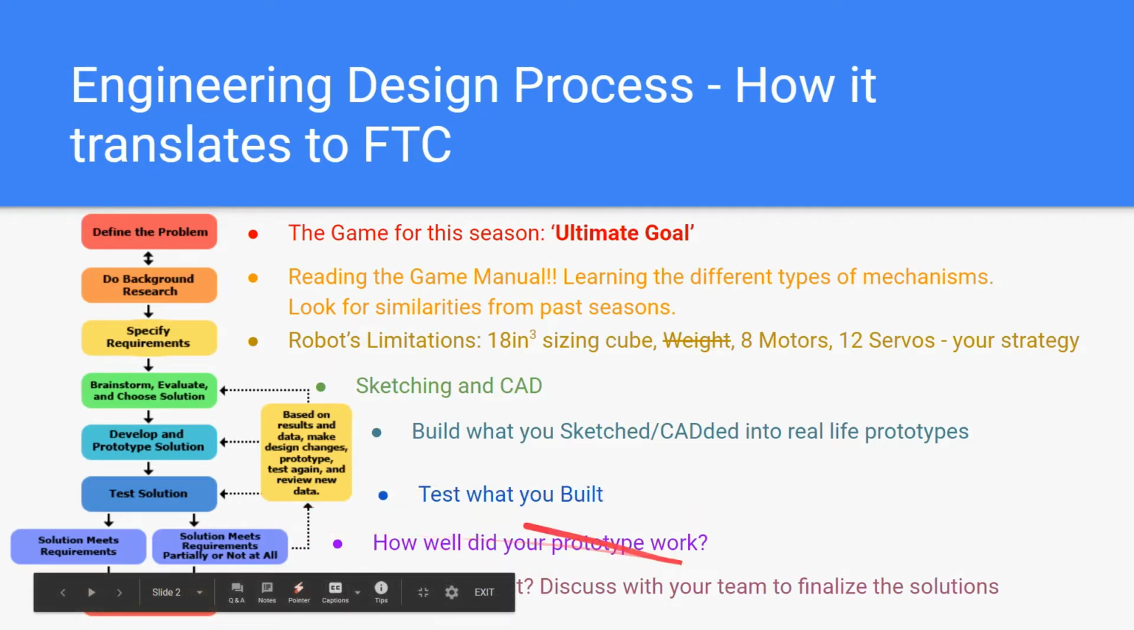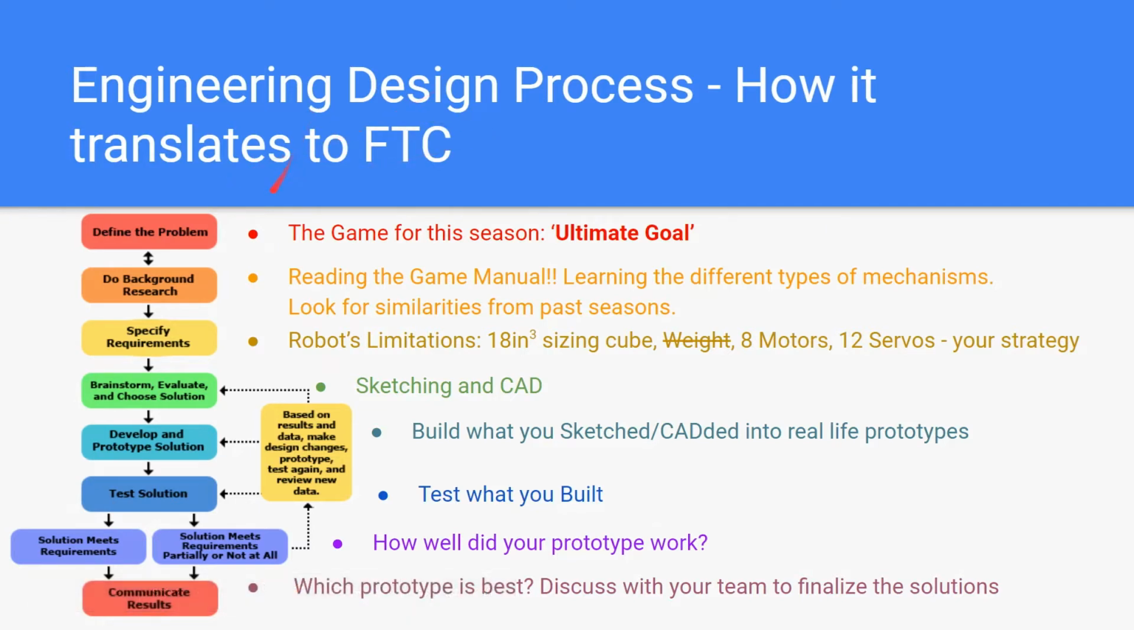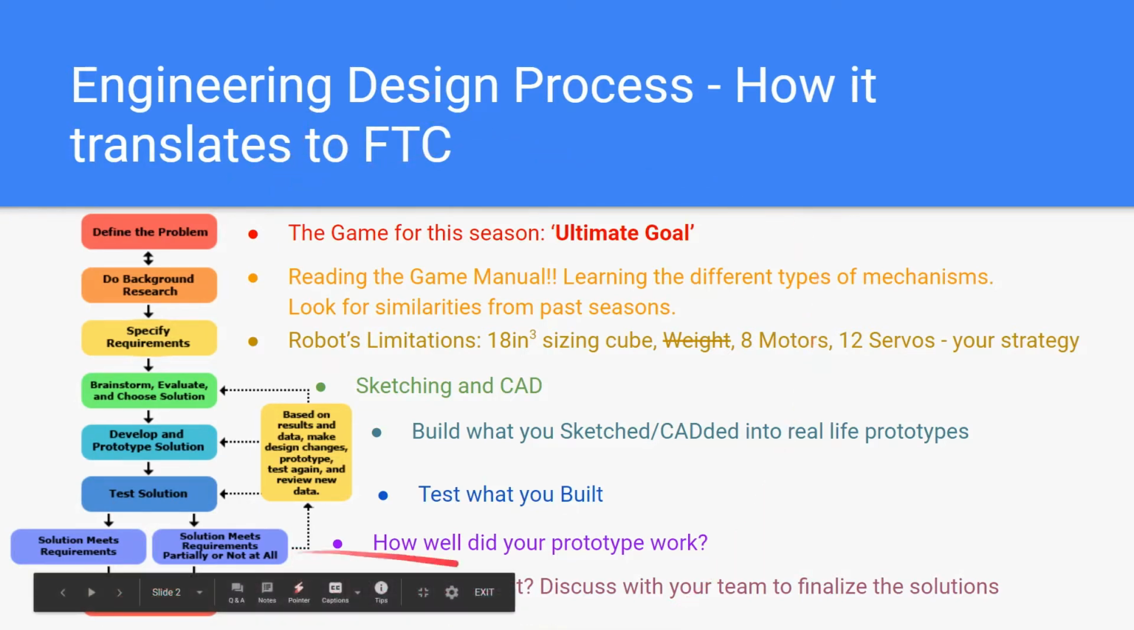The last one says communicate results. So that's also kind of self-explanatory. These are kind of all combined. Basically, you just discuss with your team which prototype you think worked the best and which one you actually want to use for your robot, given you would have multiple different prototypes at hand. So yeah, that's it for this slide.